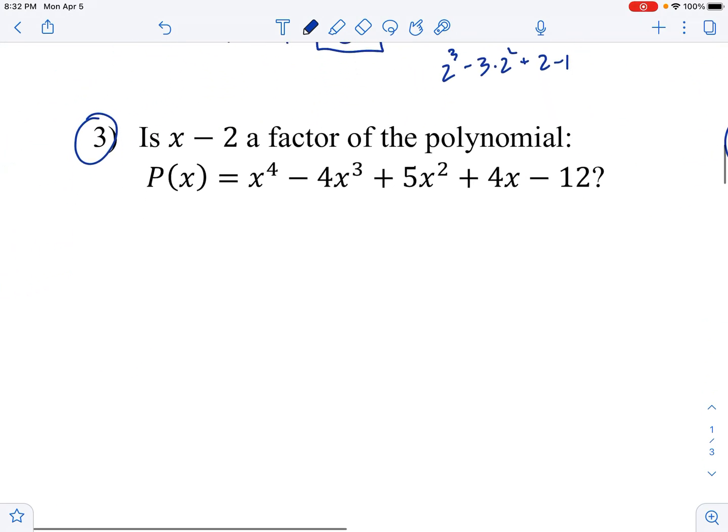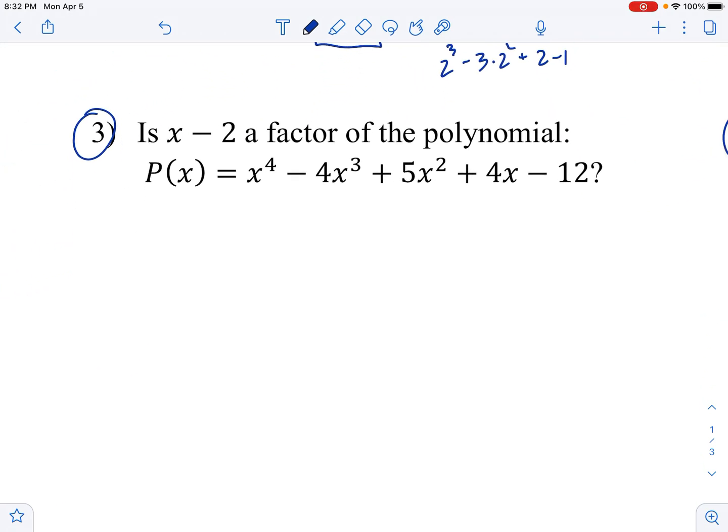All right, 2 more. Let's do a question here. Is x minus 2 a factor of this polynomial? We did one of these with our synthetic division. If this is true, what does this mean? This means that my remainder is going to equal 0. So let's test that. Does my remainder equal 0?